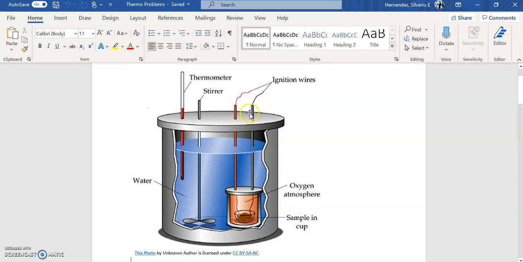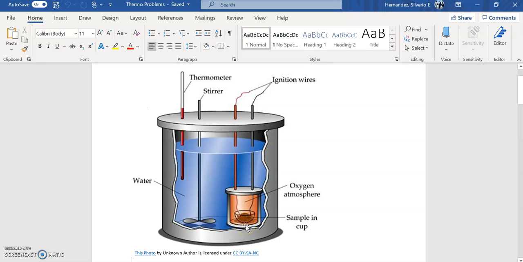You have these two wires in here that are entering this smaller vessel that's inside of the larger container, and this is where our sample is. There's oxygen that's mixed in there as well. So if we provide a spark here, kind of like a spark plug, it'll ignite the oxygen that's in there and it'll cause the reaction to occur.